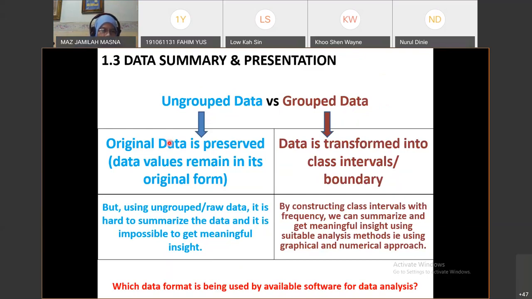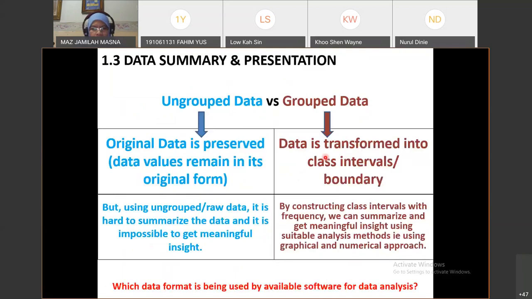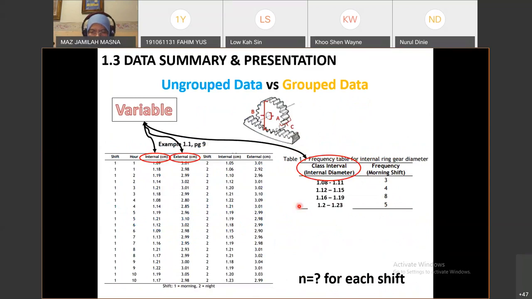For ungrouped data, the original data is preserved, meaning that data values remain in their original form. Definitely, because if you can see here, this is your raw data. We are not going to change anything about the data. We have our original data inside the table. We don't change at all. As compared to your grouped data, the data is transformed into class intervals and boundaries. Yes, our new representation of our data is now in terms of class interval and class boundary. But still, the variable is the same, the internal parameter.